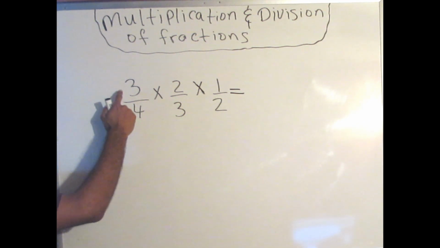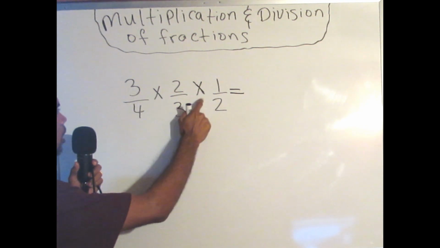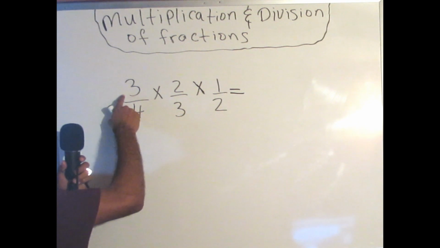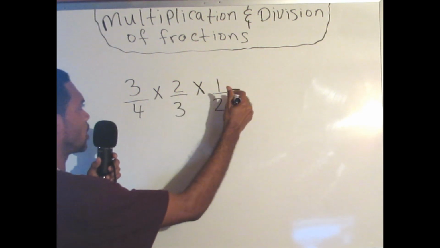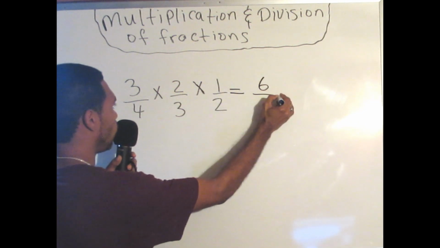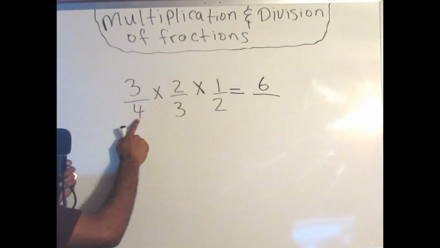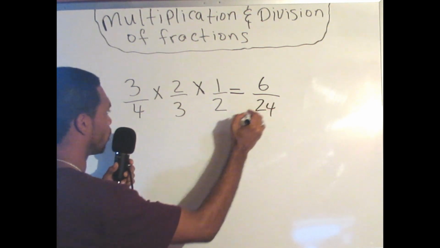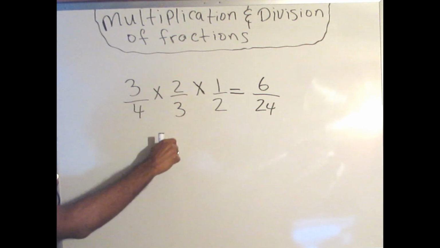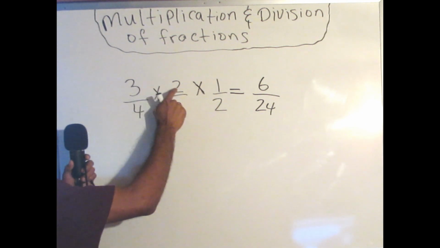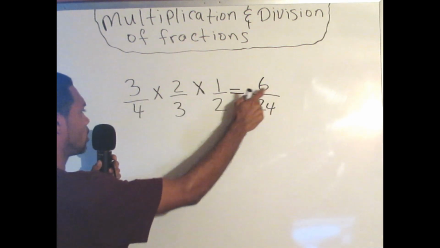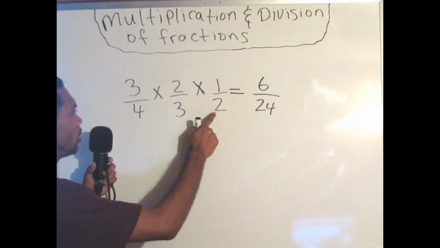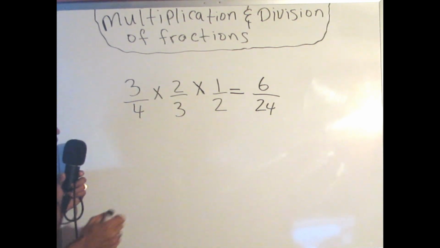They asked us to multiply 3 over 4 times 2/3 times half. We start with our top numbers, which is our numerator. So 3 times 2 is 6, and 6 times 1 is 6 over. Then we go with our denominator, 4 times 3 is 12, and 12 times 2 is 24. So in order for us to get 6 over 24, we multiply 3 times 2, 6, and 6 times 1, 6. Then our denominator, 4 times 3, 12, and 12 times 2, 24.